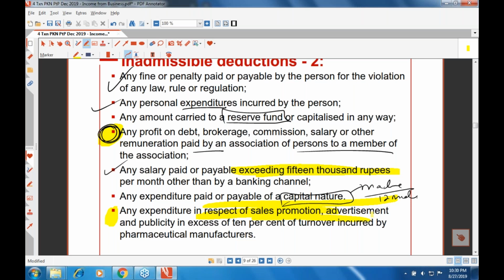And in return, the doctor gets a commission for meeting the target. The doctor gets a trip to international conferences or family trips, etc. So there are various benefits that they provide to the doctors. Now, the point is, if you are a pharmaceutical company and you are paying out sales promotional expenses, then no matter the amount of expense that you pay, the maximum amount that you can claim is 10% of your sales.